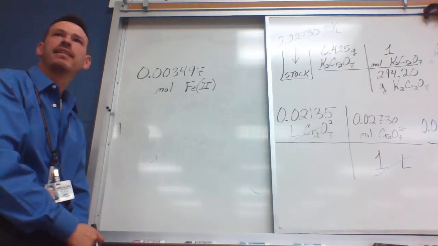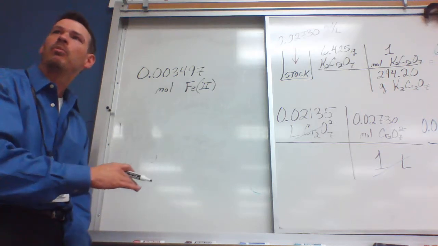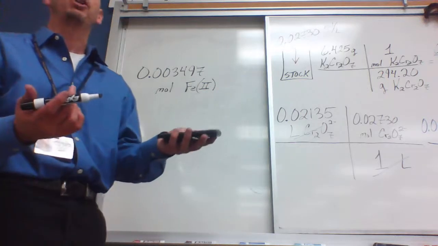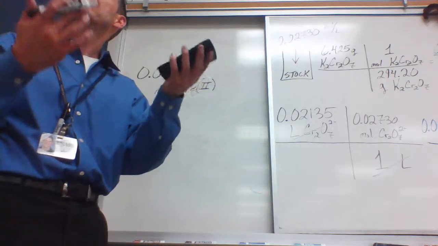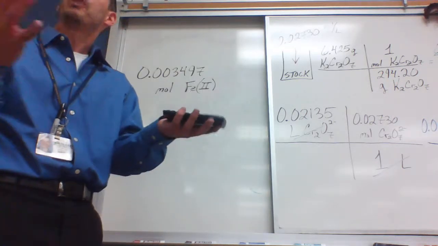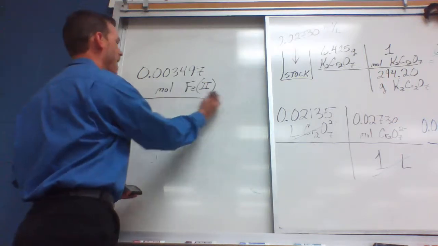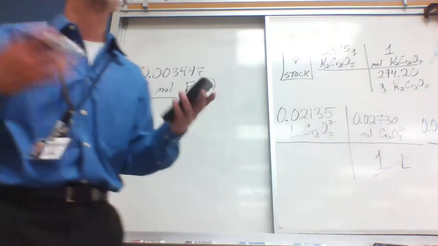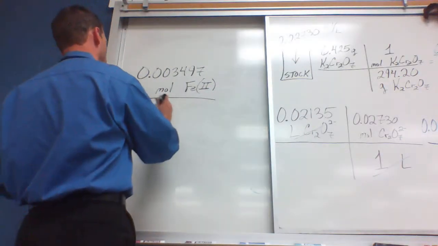And now, just like we've done in every problem we've done today, there's one more thing it wants. It wants the concentration. So the moles divided by liters gives you molarity, which is concentration, divided by the liters, which is ultimately 0.25, will give you your answer.